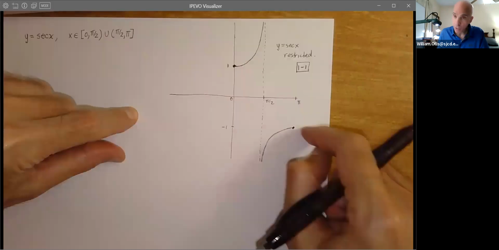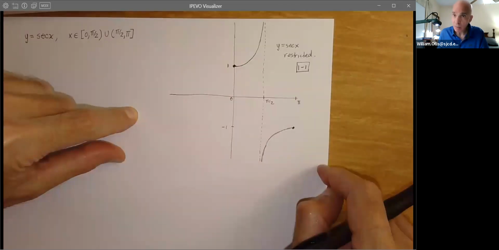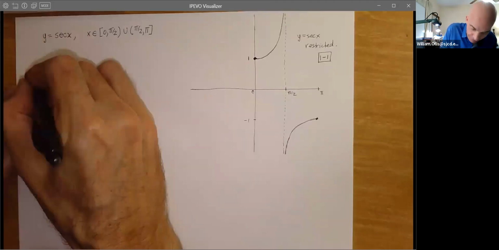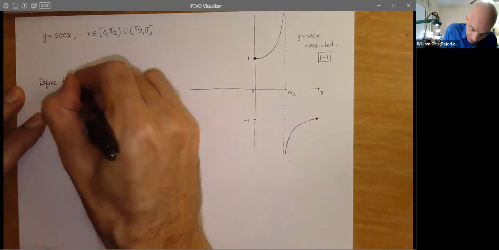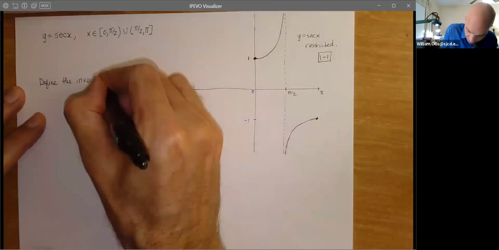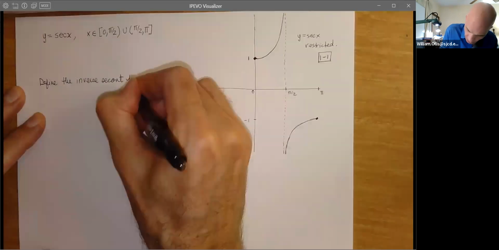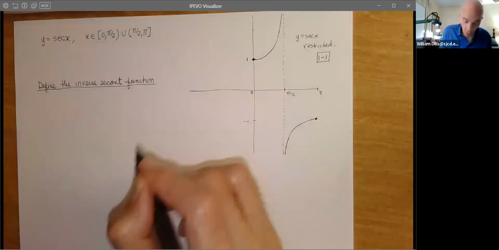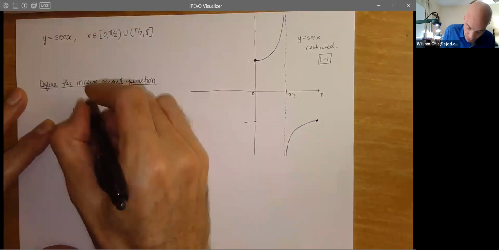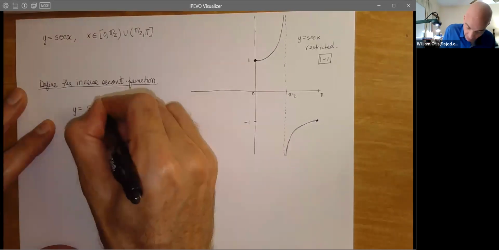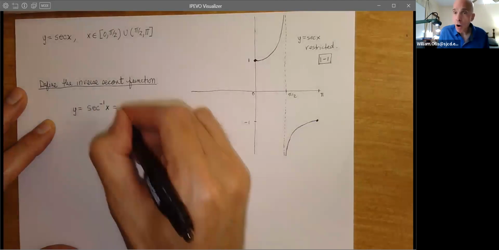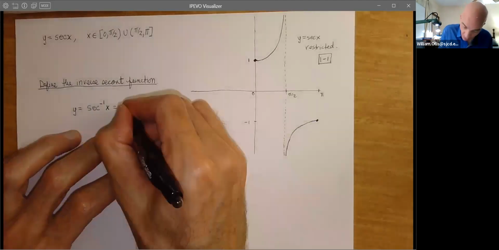Stewart takes this piece over here, which is not increasing. So it doesn't preserve the reciprocal identity. So that's why I'm kind of more of a fan of this. So we will define the inverse secant. Inverse secant function, if you want to say function, usually I just leave that off, but I think I've said it once before. So we're going to say y equals inverse secant, or you can do the arc sec, arc secant.